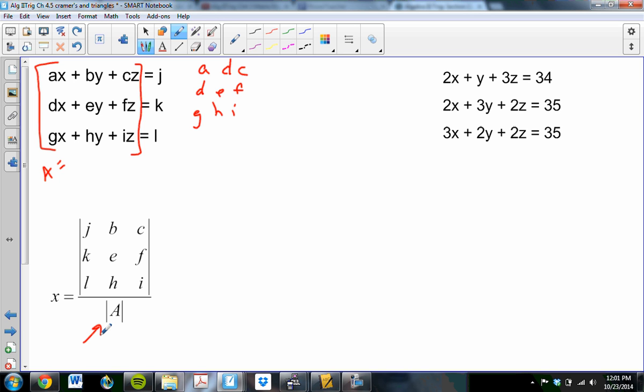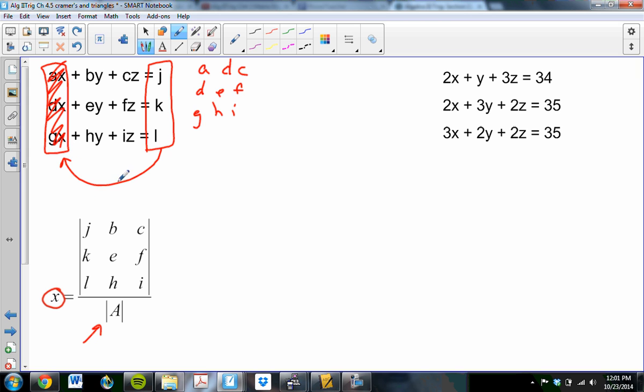I'll find that determinant. But the important thing to understand is when I'm trying to find variable x, in this first example, I take this x column right here and replace it with this result column. I call it the JKL, what it's equal to. I call it the result column. That replaces the x column down here. So it goes JKL, BEH, CFI. That's the only change that there is to it. Other than that, it all stays the same.